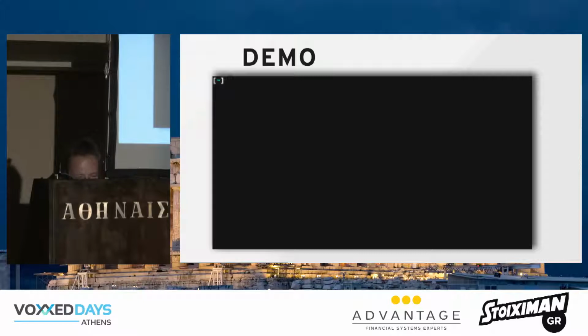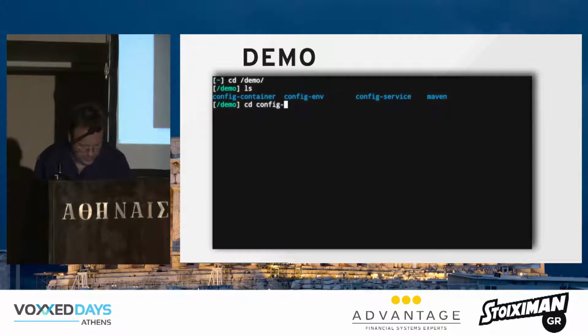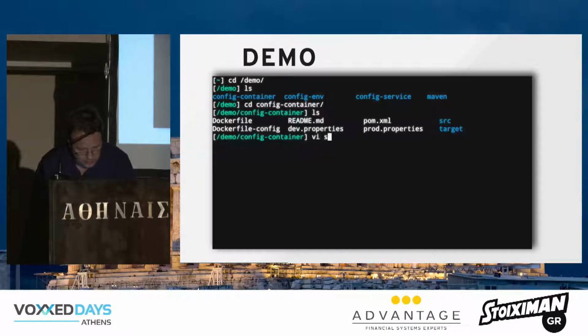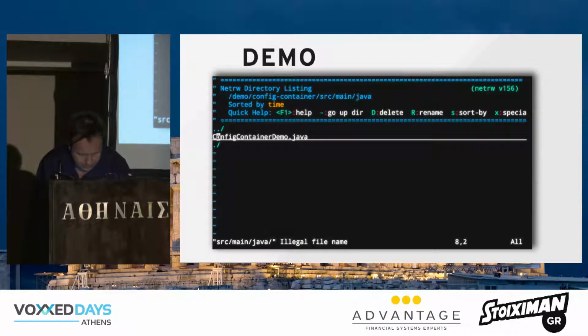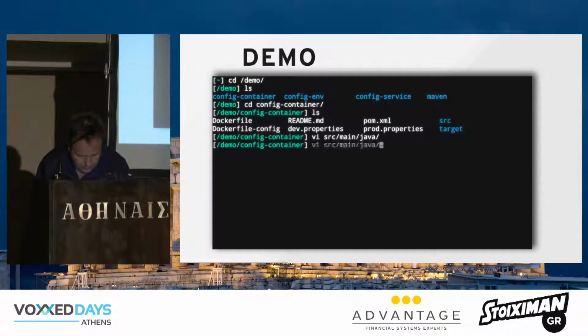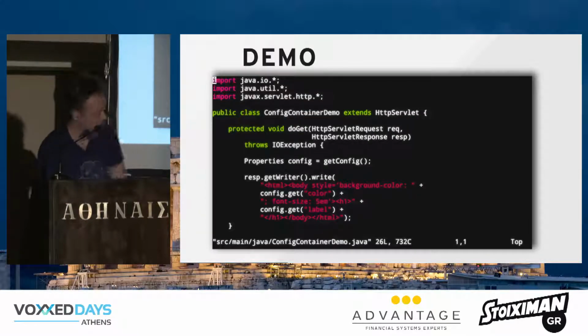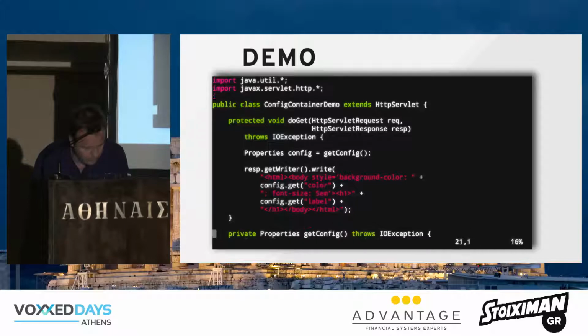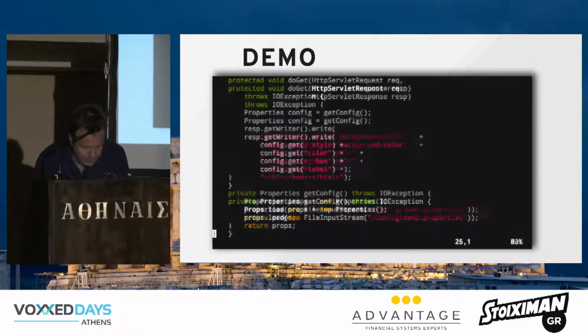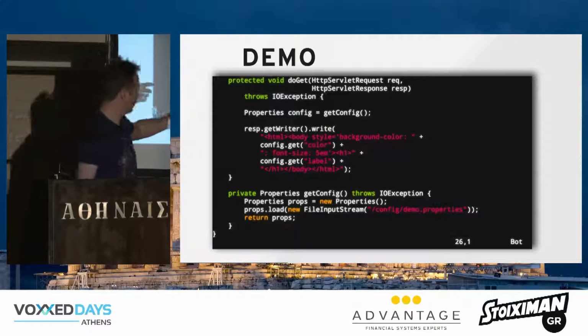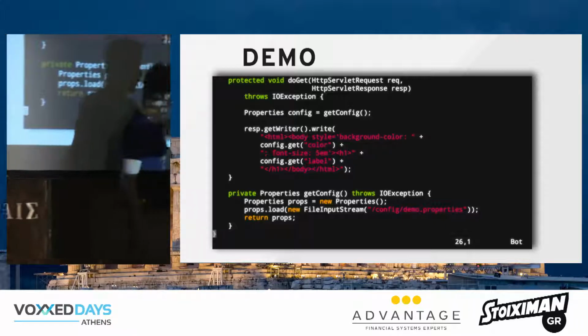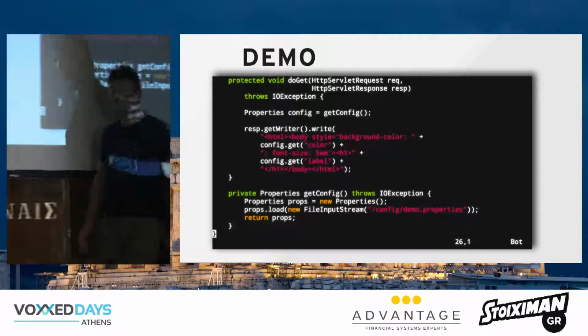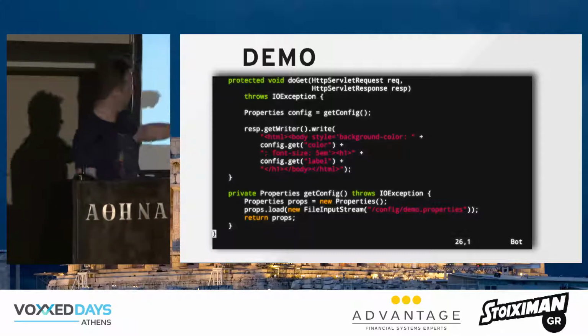Let's do a short, quick example. What you see here is a simple Java application. It's a very simple application, an HTTP servlet. It has a simple get method that does nothing else than writing out a simple dumb HTML page. And it gets its configuration properties from a file input, which is found under a fixed path. It's called config-demo.properties. There we have two values which we evaluate: the color and the label.